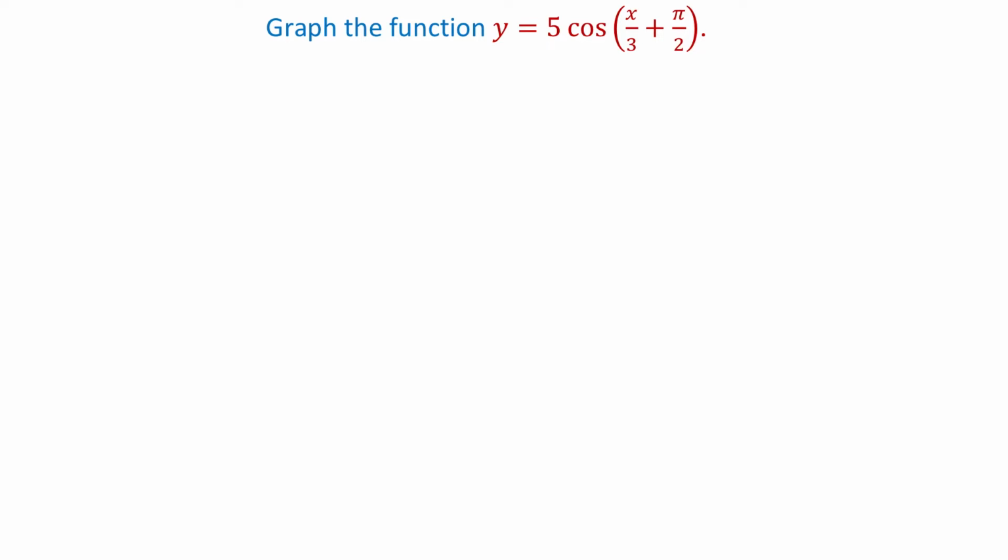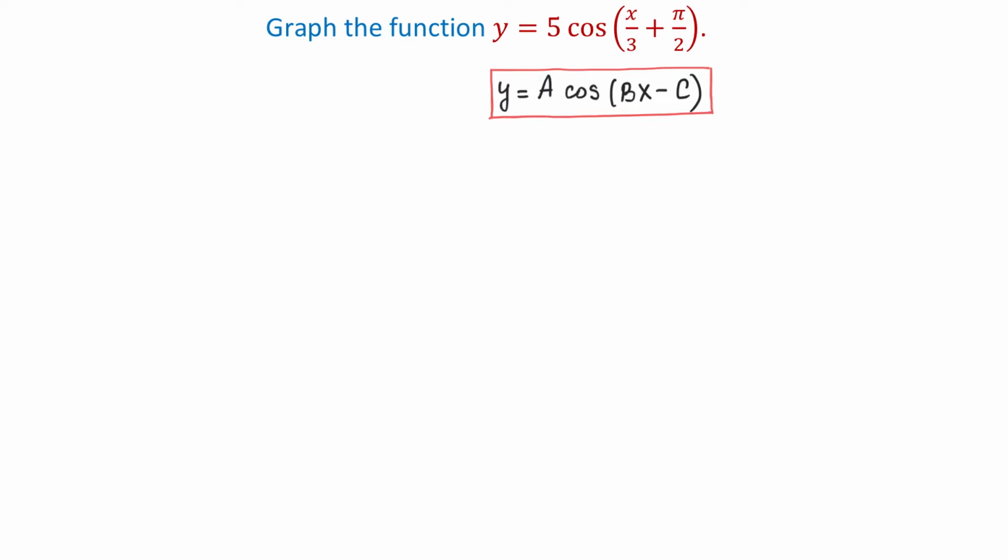In this video, we will graph the function y equals 5 cosine of x over 3 plus pi over 2. This function has the form y equals a cosine of bx minus c. A is a number that is in front of the function, b is a number in front of x, and c is subtracted from bx.